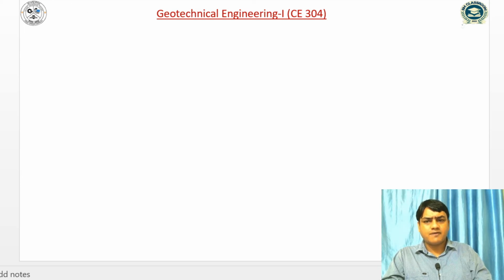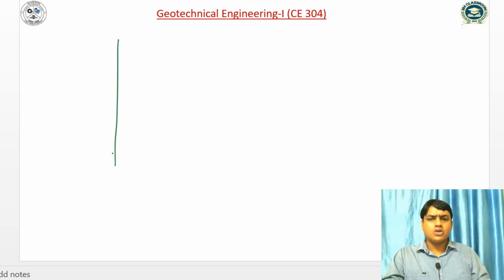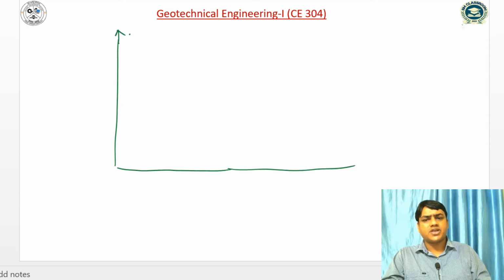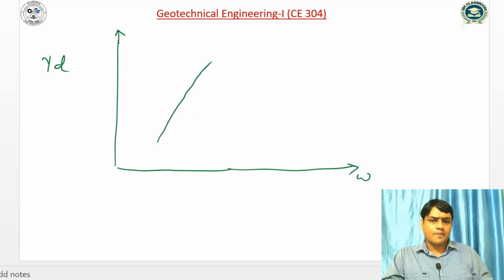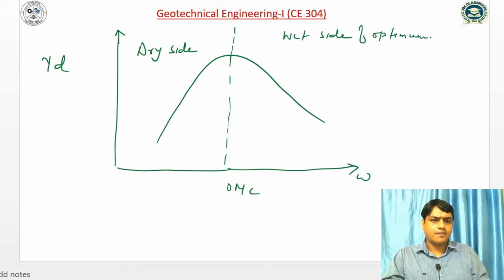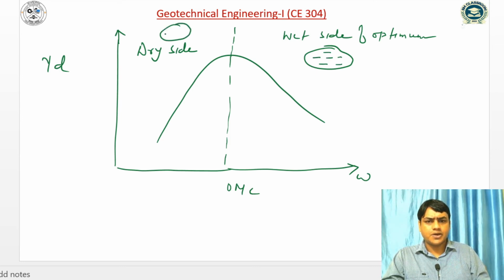So it will be the dry side of optimum as compared to the wet side of optimum. Once again, let me recall the various parameters we have discussed on the dry side and wet side of optimum. This is the dry density versus the moisture content, and this is our compaction curve. This value is OMC. This side is the dry side of optimum and this side is the wet side of optimum. Here the structure is a dispersed structure, and on this side we have seen the flocculated structure.